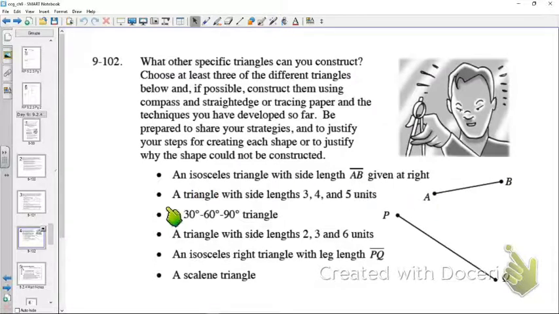I want you to construct a triangle with sides, no, take that back. I want you to construct an isosceles right triangle with leg length PQ, okay, isosceles right triangle. And I want you to construct a triangle with side lengths 3, 4, and 5 units, okay. Again, you get to choose what the units are. Remember, in our 30-60-90 right triangle, we said we get to define what 1 is. So I would first define what 1 is, and then you can define what 3, 4, 5 is, if you get the hint. So you're doing the first one, the second one, and the fifth one.